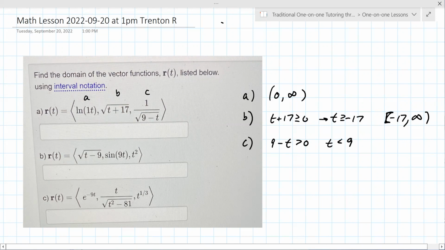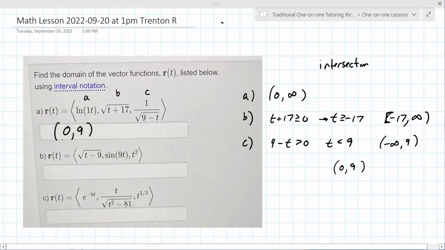And then what you're doing is you're finding the, I'm sorry, not the union, the intersection of these. Okay. And so you're like, well, if I start at 0 and go to infinity, that's fine. But then this says minus 17 to infinity. So where's the overlap in those? Well, it's 0 to infinity. But then where's the overlap from this one? This one's minus infinity to 9. So the overlap of all of them is 0 to 9, it looks like.